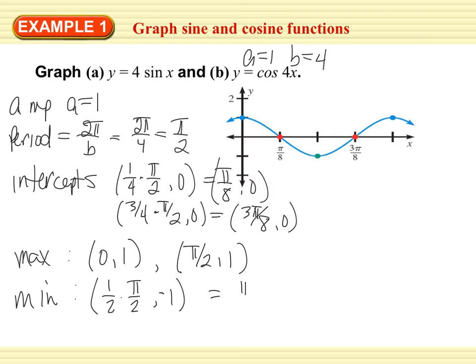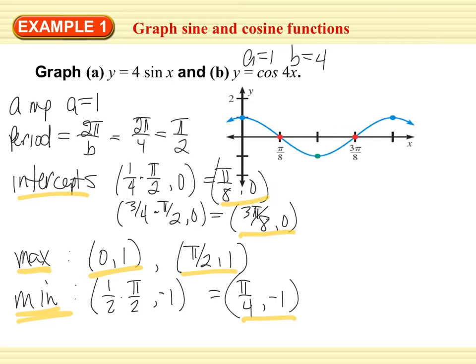Which equals pi over 4, comma negative 1. Gather all my data. I have a minimum, a maximum, intercepts. So 1, 2, 3, 4. What am I missing? 2 intercepts, a maximum and a minimum. Sorry, 2 maximums.